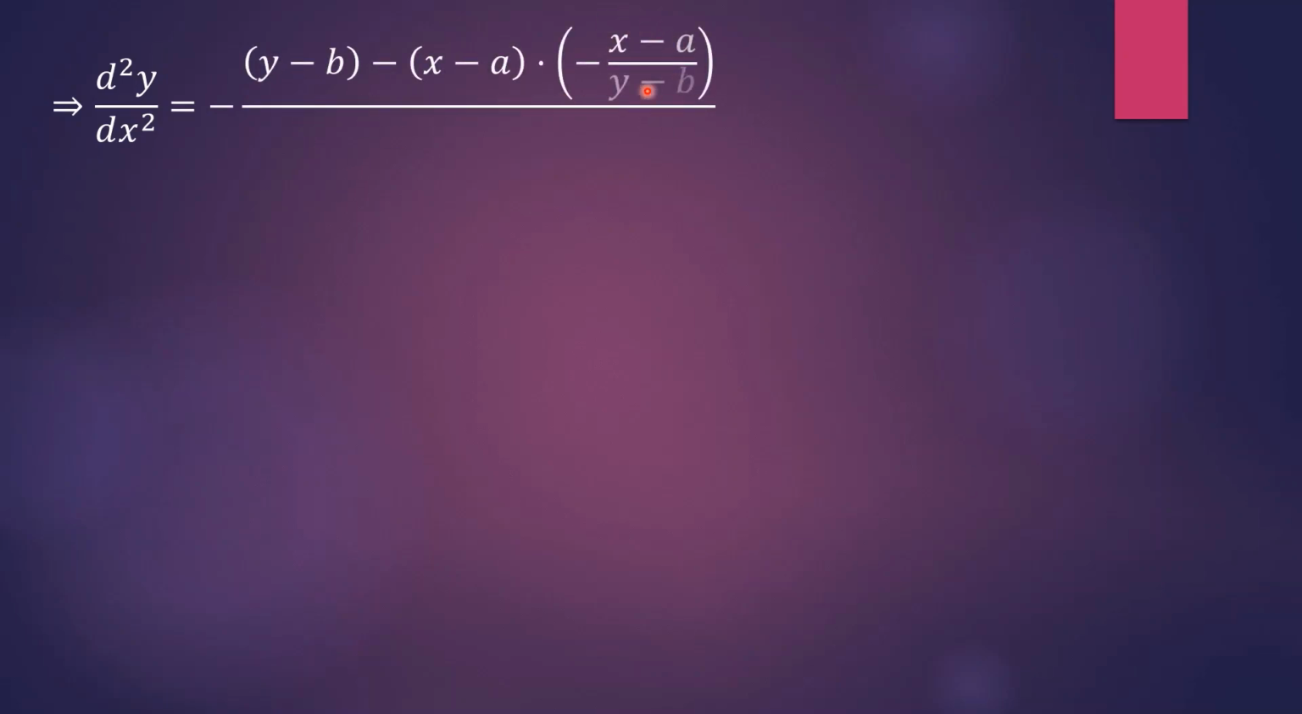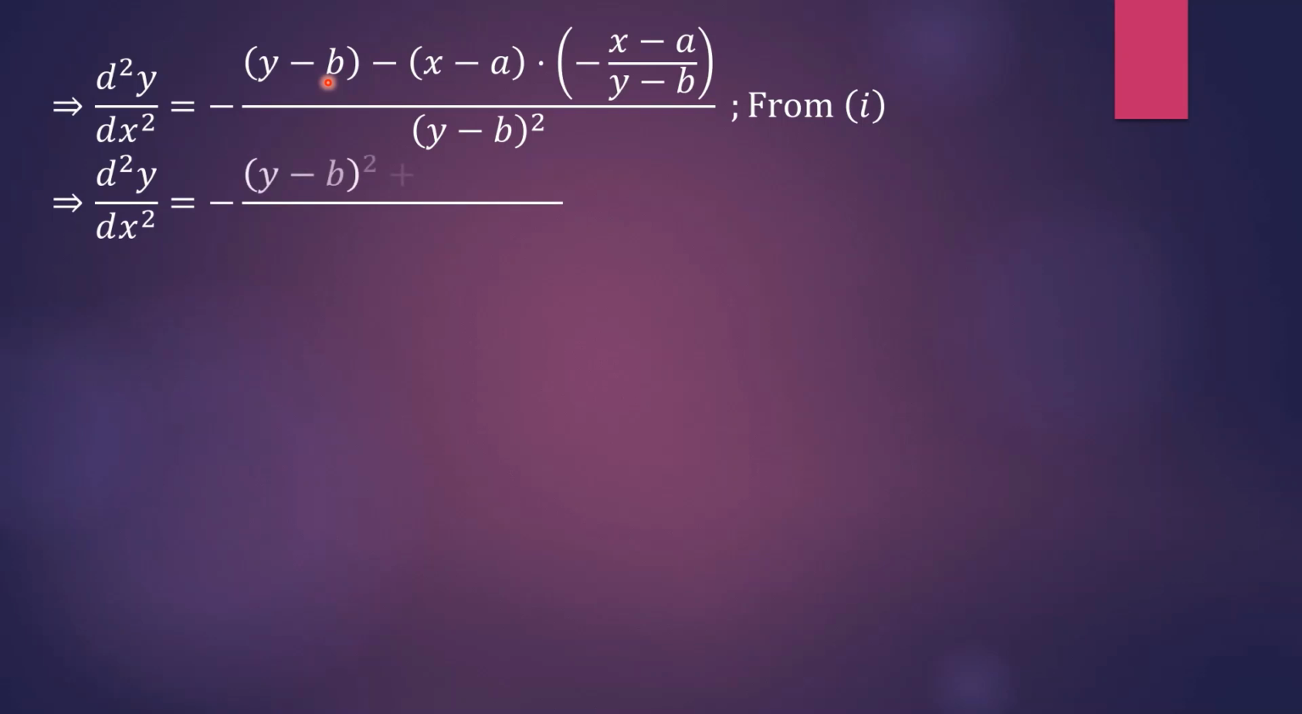You see that line: d2y dx2 is equal to minus y minus b minus x minus a into, this is the value of dy dx, and divided by y minus b whole square, which is already there from 1. Then take LCM: d2y dx2 is equal to minus y minus b whole square, and minus and minus becomes plus x minus a whole square, and y minus b whole square was already there and this y minus b also comes to the denominator, so it became whole cube.